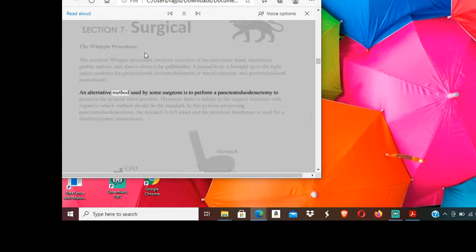An alternative method used by some surgeons is to perform a pancreatoduodenectomy to preserve the pylorus when possible. However, there is debate in the surgery literature with regard to which method should be the standard. In this pylorus-preserving pancreatoduodenectomy, the stomach is left intact and the proximal duodenum is used for a duodenojejunal anastomosis. Whipple.